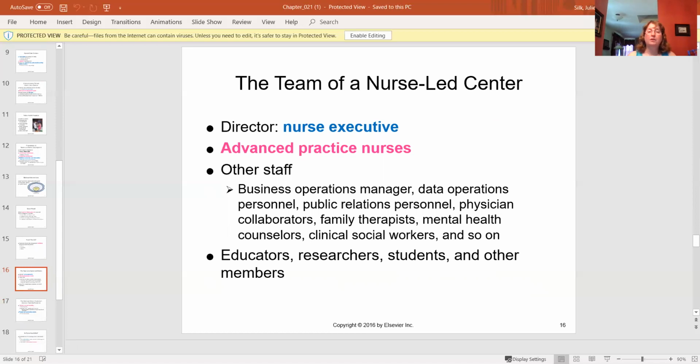Okay, the team of a nurse-led center. Usually you're going to have a nurse executive that's the head of the whole team. You have advanced practice nurses working under the nurse executive. And then other people that might be working there would be a business operational manager, data operations personnel, public relations personnel, physician collaborators, family therapists, mental health counselors, clinical social workers, and so on. Educators, researchers, students, and other members too. So it takes a village to make this work.